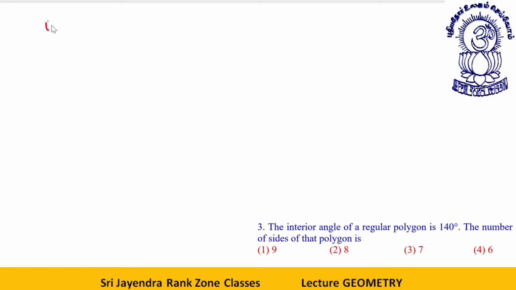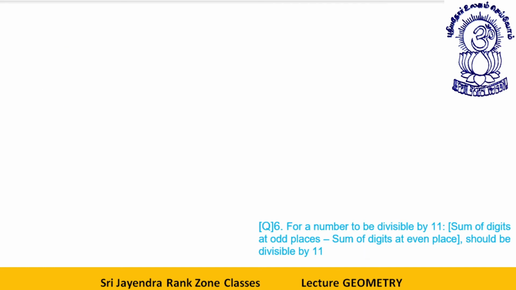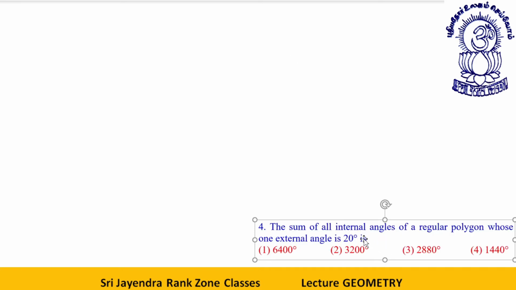See, interior angle 140 degrees, exterior angle 40 degrees, number of sides 360 by 40, that is n is equal to 9 sides. Let me bring you the next question. This is the next question.